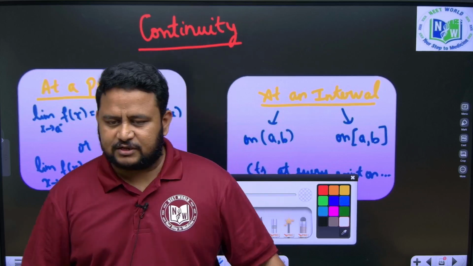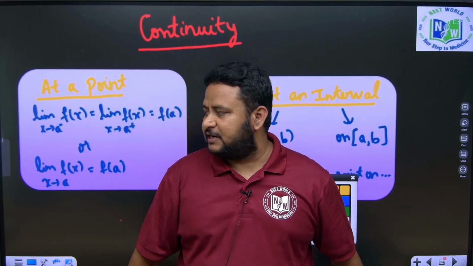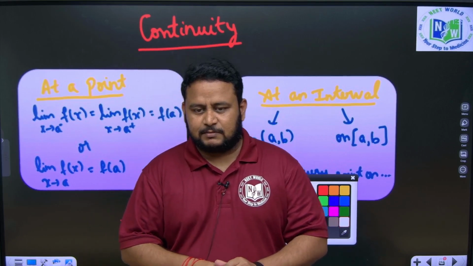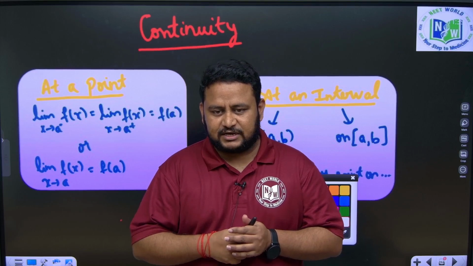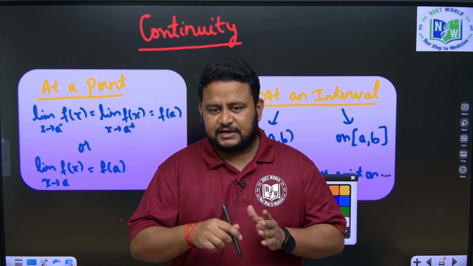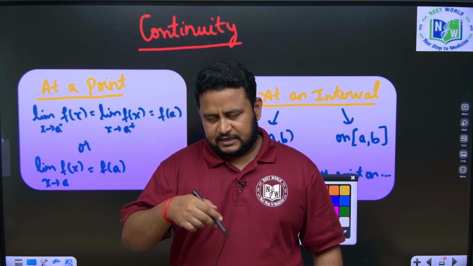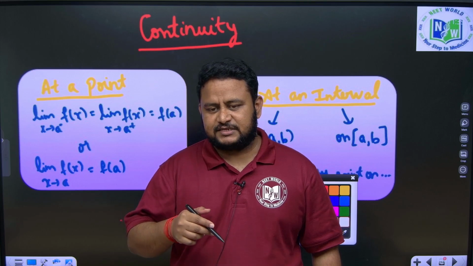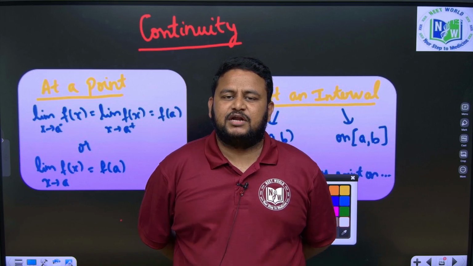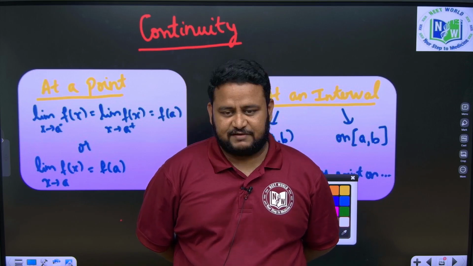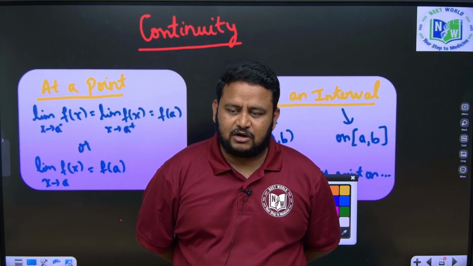Before going into the definition of continuity, let me tell you in simple terms what continuity is. Suppose a function f of x is given. If you can represent that function on a graph in such a way that you can draw the curve using a pen without lifting the pen, then that function is called continuous.